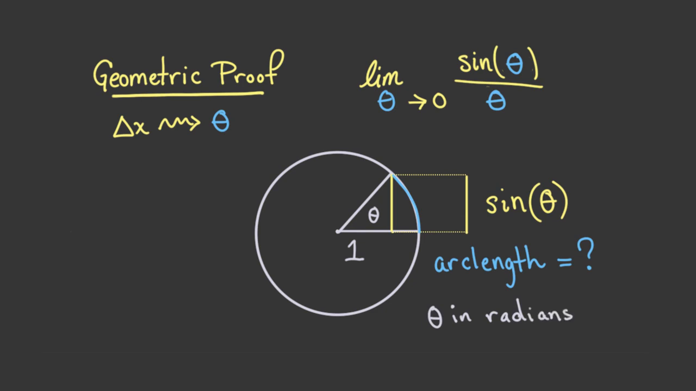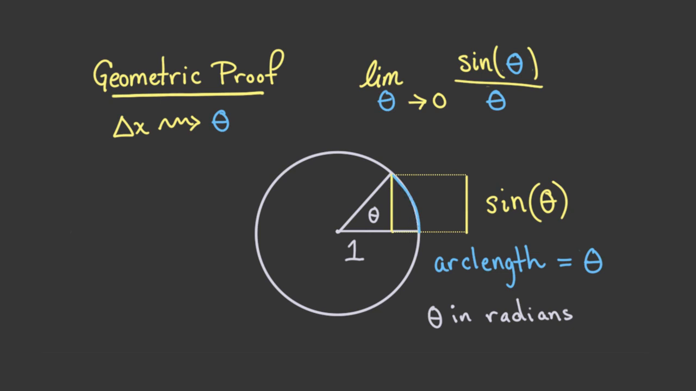So if we're measuring our angle in radians, then the total circumference of the circle is 2 pi, which is also equal to the number of radians in the circle. So this arc length is equal to the number of radians swept out by that angle. So this arc length is exactly equal to theta. So now we have a picture that we can understand. We're trying to understand this limit, sine theta over theta, which is the ratio of this vertical line to this arc length as theta approaches 0.